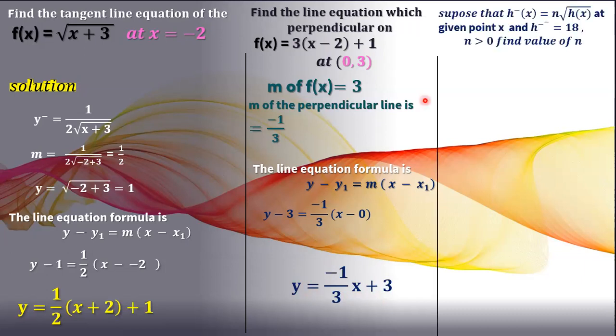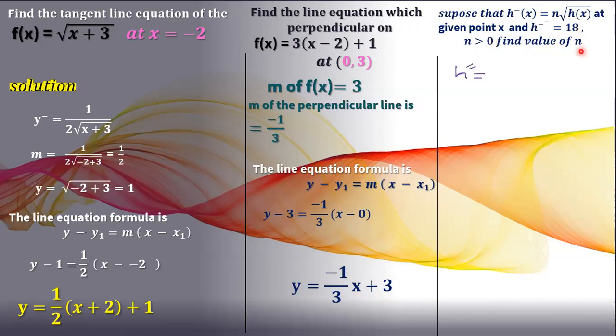Next question. Suppose that h prime of x equal n times the square root of h of x at the given point x, and h double prime equal 18. n greater than 0. Find the value of n.